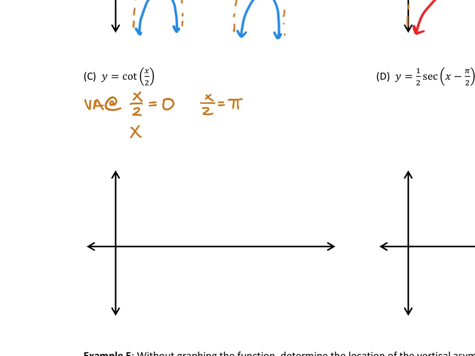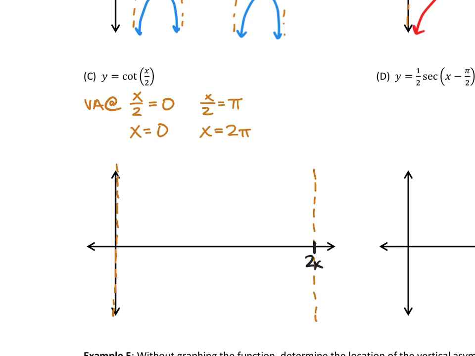If we solve for x, that means we're multiplying by 2 on both sides. This one would give me 0. This one would give me 2 pi. So for this change in the period, this means that we're only going to have vertical asymptotes appearing at 0 and at 2 pi, which I'll label my graph here in a second. This is a horizontally stretched graph for cotangent.